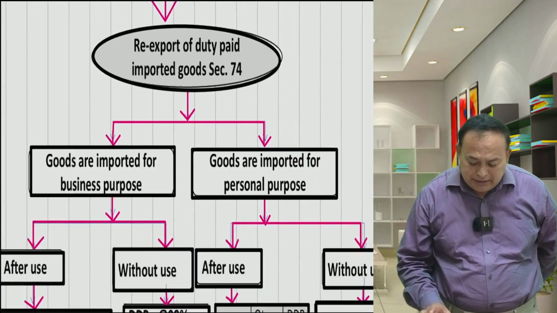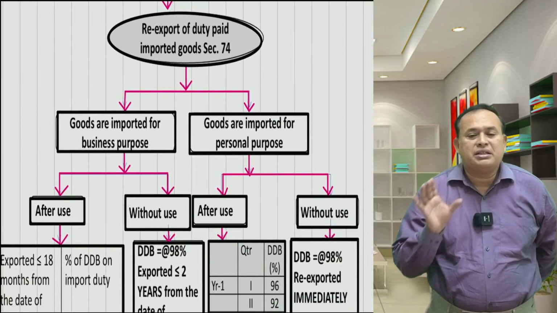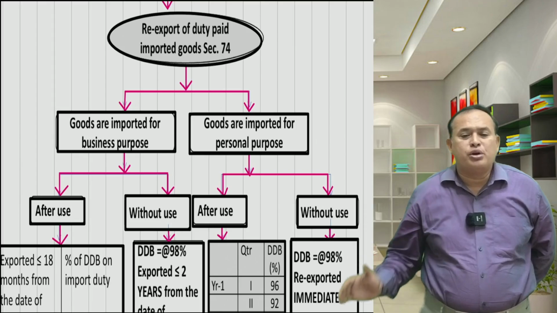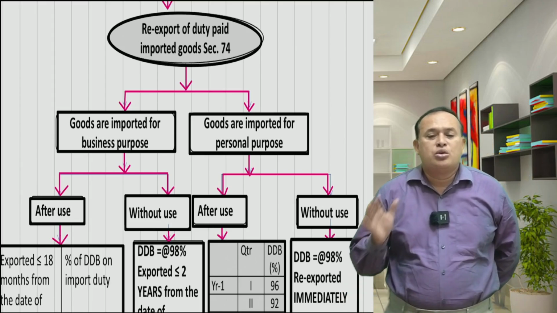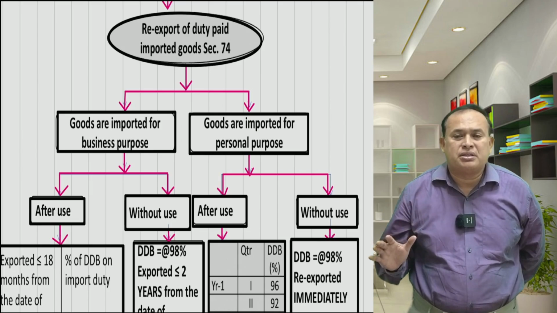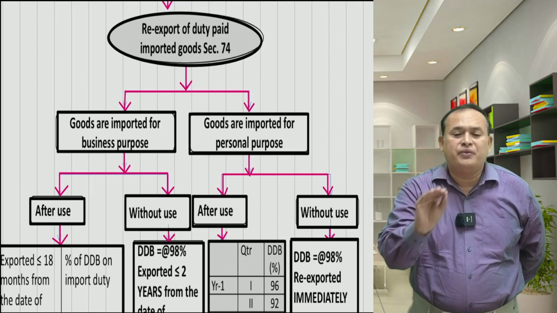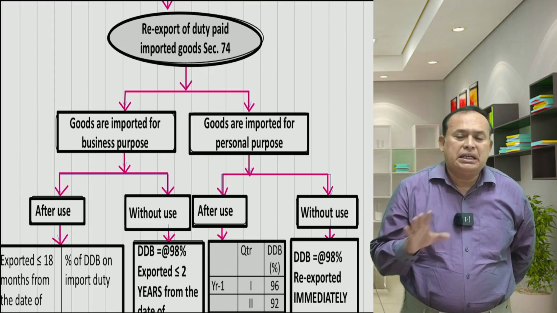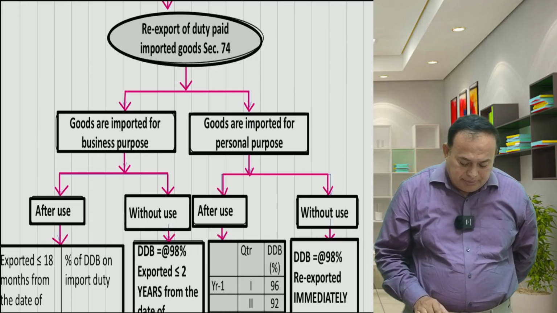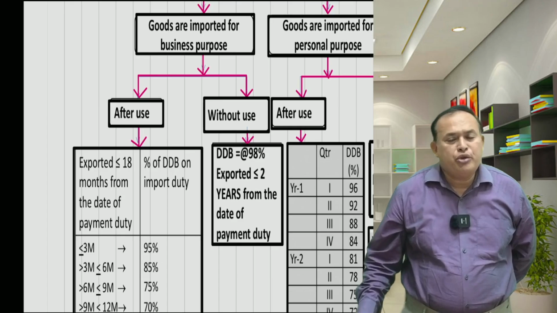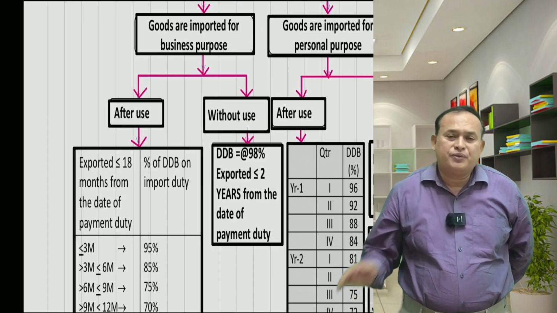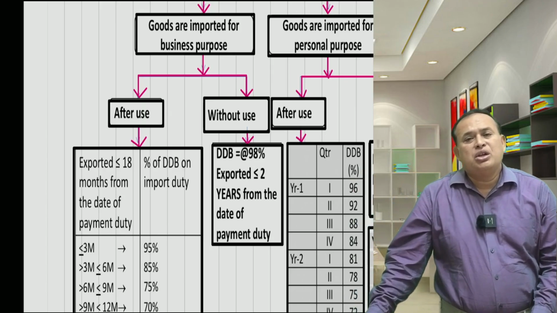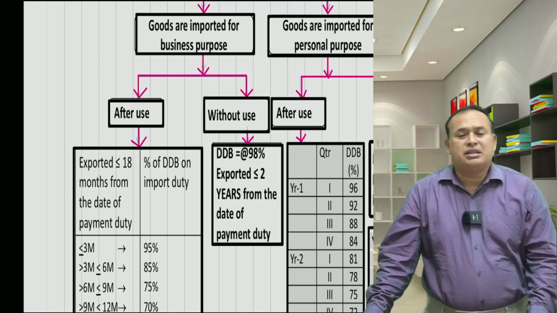If you refer to that, my dear, first you have to understand what for they were imported. Goods are imported by the importer for business purpose. Goods are imported for personal purpose. No, sir, I imported for business purpose, sir. In that case, have you used it in the business? After that, you are exporting back the same product, or without use itself you are exporting back the same product.